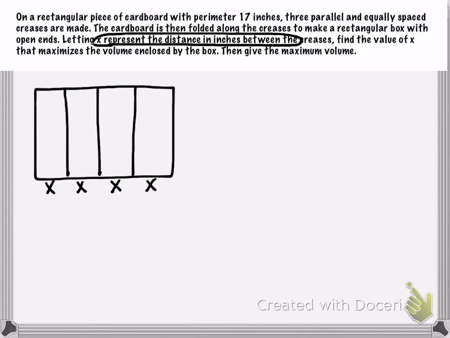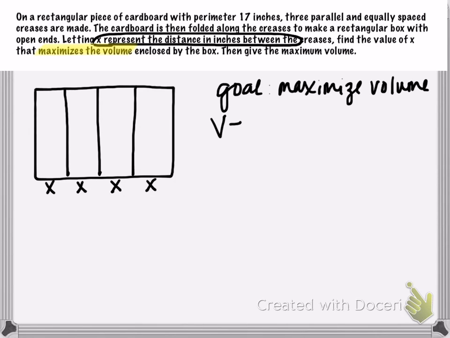I'll mark all of them as x. And our goal is to eventually maximize volume. So I always like to begin with the goal as well. So the goal is to maximize volume. So if we want to maximize volume, then we want to write an equation for the volume of this box. So it might help us to draw a three-dimensional picture rather than a flat two-dimensional picture of what the box looks like.